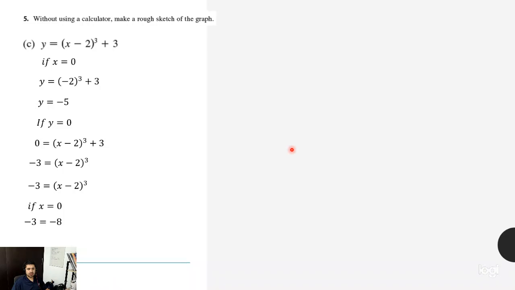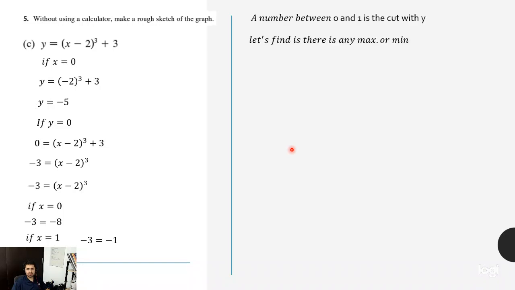But if we use this expression, for example, if x is equal to 0, we get minus 3 equal to minus 8, and if x equals 1, we have minus 3 equal to minus 1. So I'm just trying to guess what the number for x should be. So it should be a number between 0 and 1 where it cuts the y-axis.